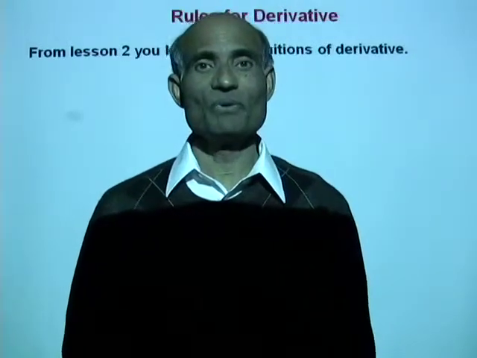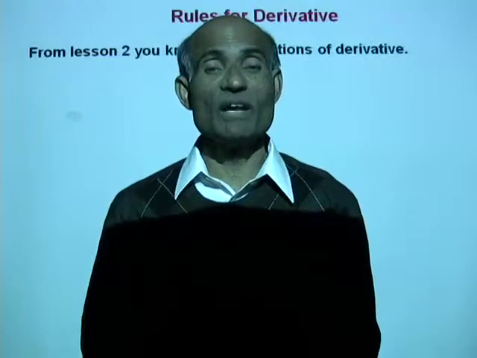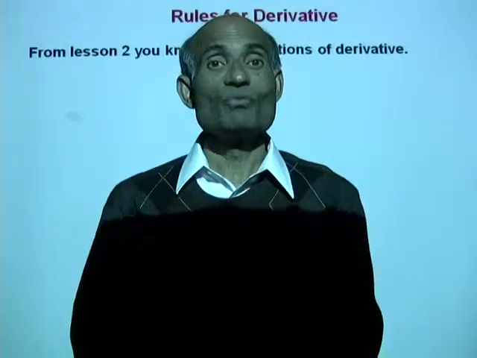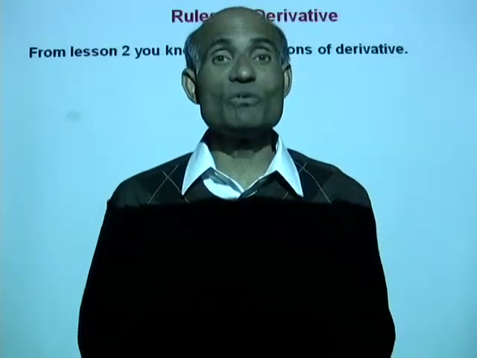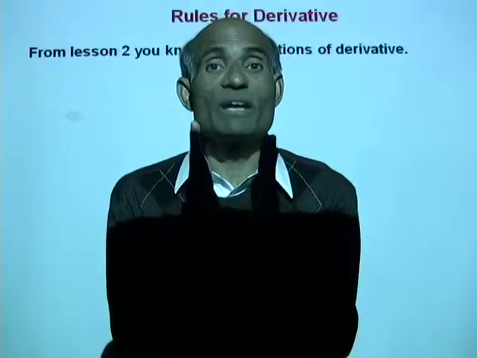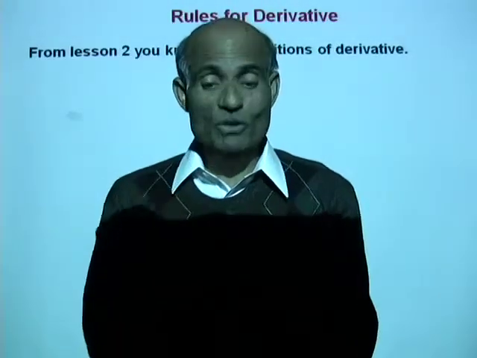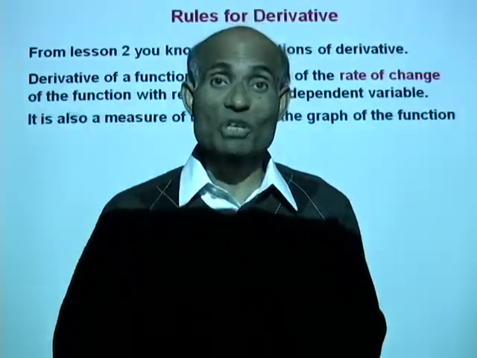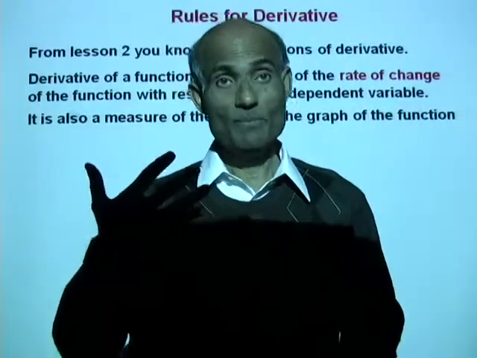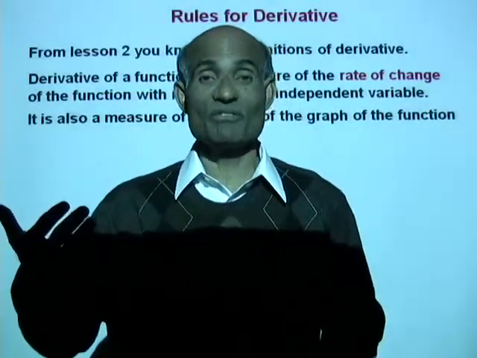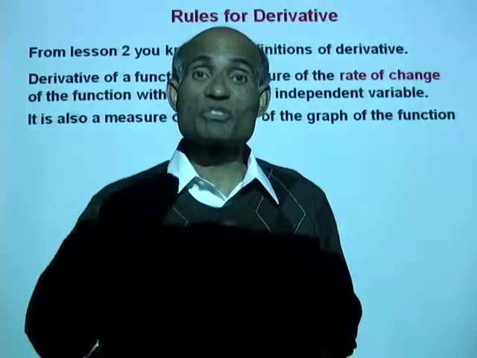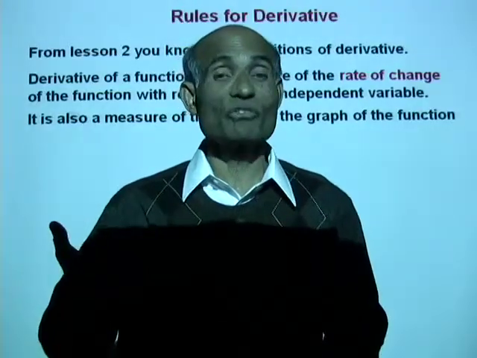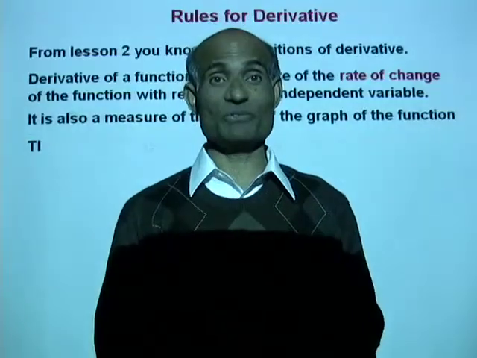In lesson 2, we defined the derivative of a function as the instantaneous rate of change at a given point, which we said is the limiting value of the average rate of change in an interval. It is also a measure of the slope of the tangent line drawn at that particular point. All these are definitions of the derivative of a function. And we used the definition of the derivative of a function to calculate the derivative of a couple of functions. And I told you to remember those values.